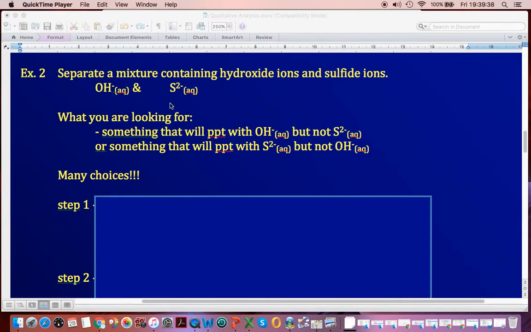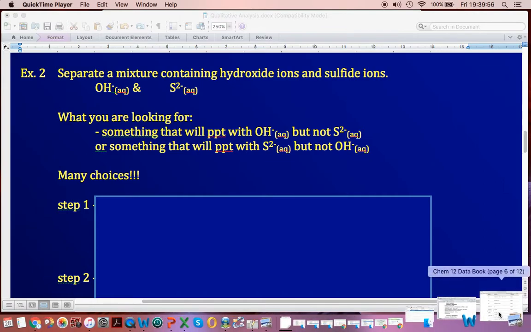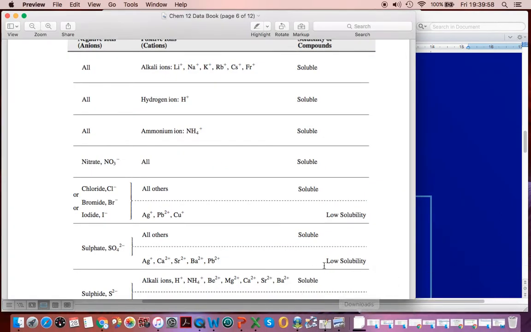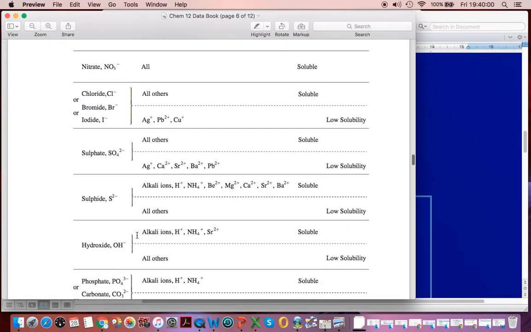So again, we have negative ions. They happen to be hydroxide and sulfide. So we're looking for something that takes out the OH minus but leaves behind the sulfide, or something that takes out the S2 minus but leaves behind the OH minus, which is soluble. So it means there are many right answers. So here's our sulfide, here's our hydroxide, and we're looking for things that will do the trick.